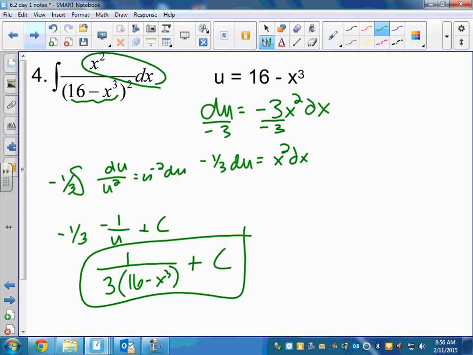Could you distribute the 3 in if you want? You could. Do you have to? No. Because C is just C. 1/3 of C is still just C. Like C is just the constant. We really just write C. Isn't that weird? Well, because C just represents this arbitrary constant, and so no matter what you do to C, you still just make it C.